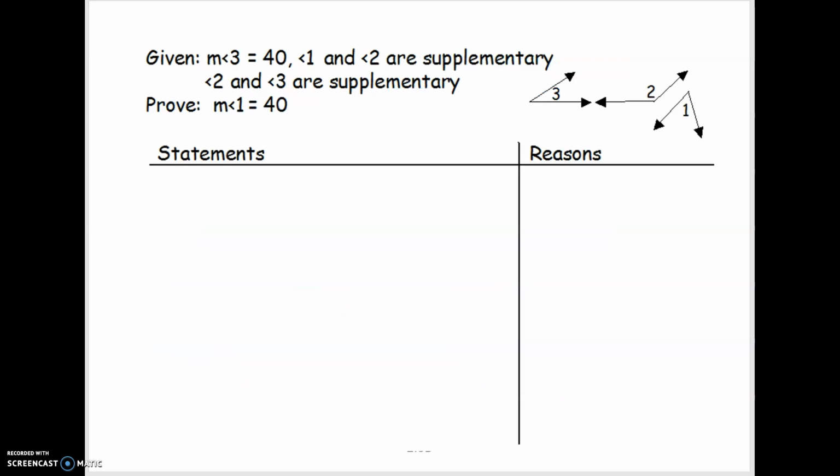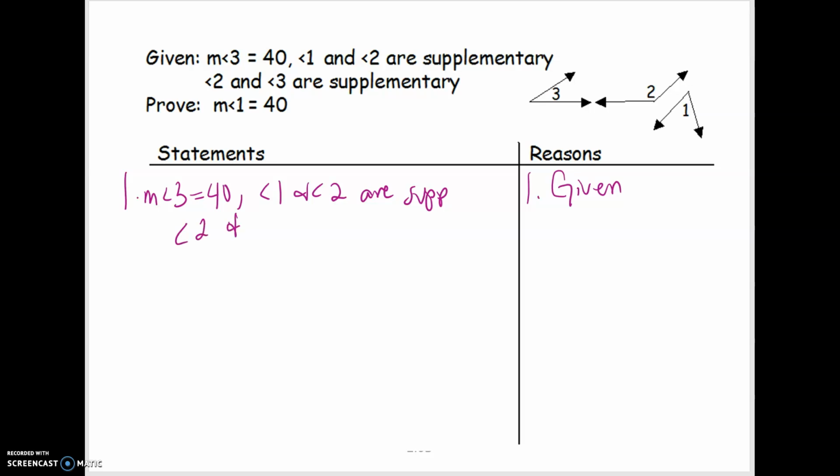Okay, so using that information, there's a new piece added. Okay, we are going to do another proof. So my first statement, remember, in any proof is always my given. So I'm going to write my given, measure of angle 3 equals 40. Angle 1 and angle 2 are supplementary. Angle 2 and angle 3 are supplementary.